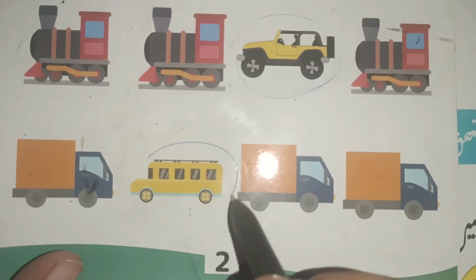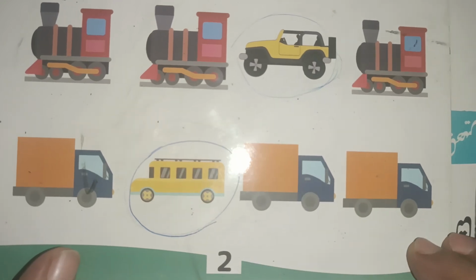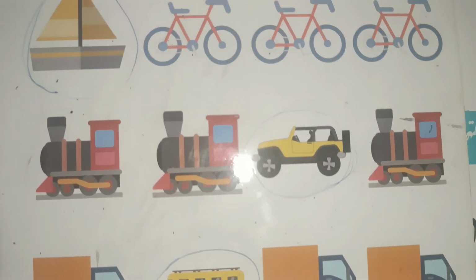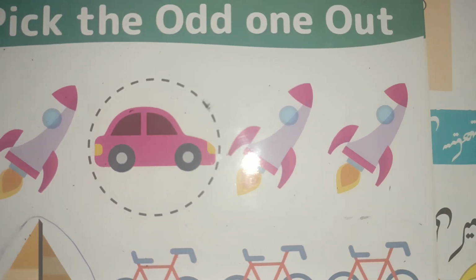This one is the odd one. This one is the odd one. Pick out. We pick out all these odd ones from the pictures. Pick the odd one out.